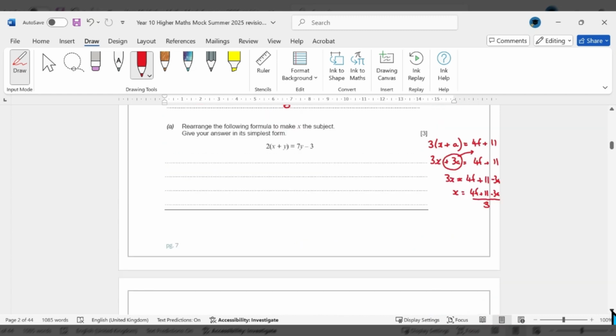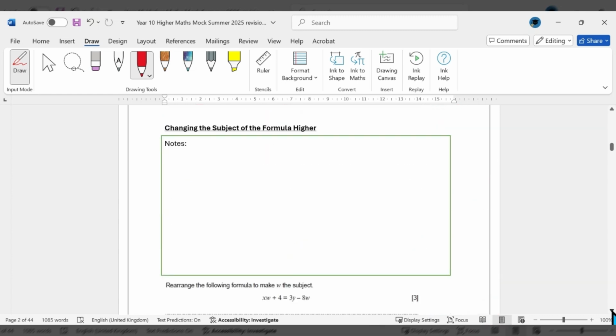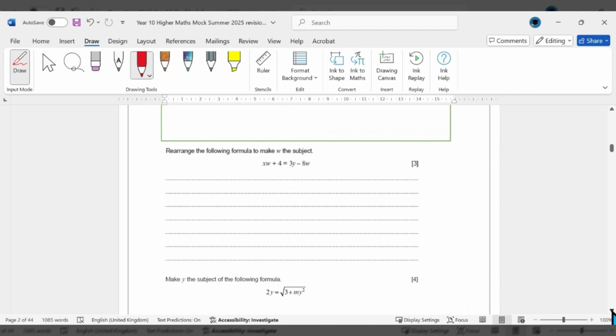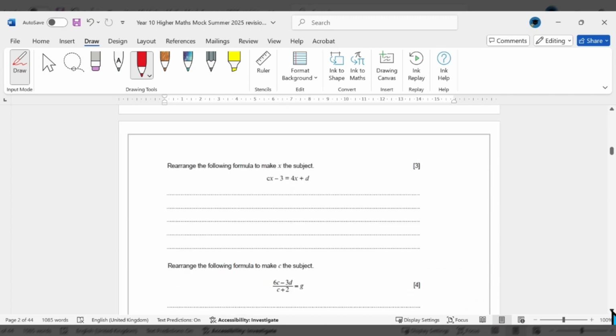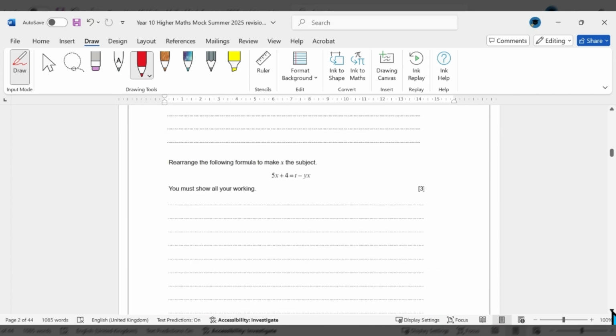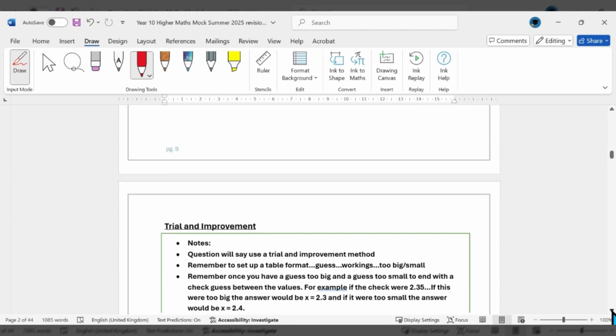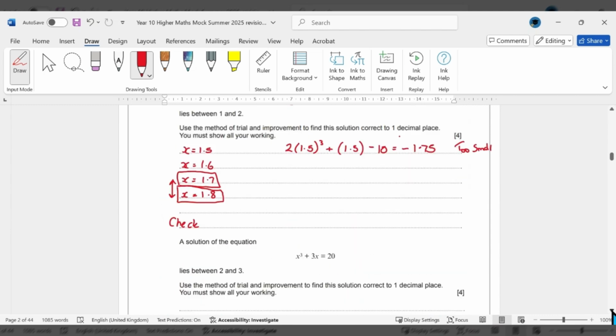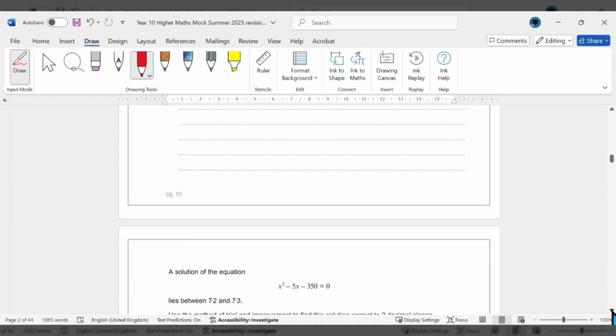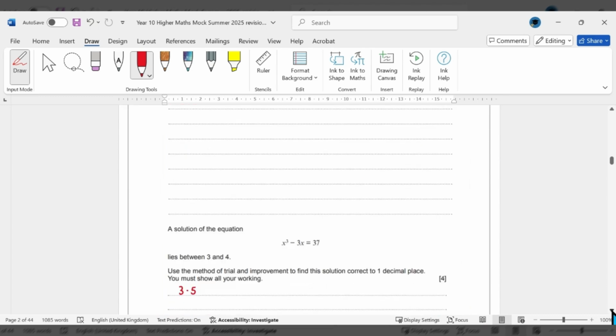Right, the next topic in here is called changing the subject of the formula higher. It's not in your mock. We will be going back to it. It'll be the first lesson after the mock that we'll go back and fill in all these gaps, okay? It's quite tricky, the higher stuff is. Trial and improvement, again, I don't want to say too much. There'll be one in there. Just get it done.